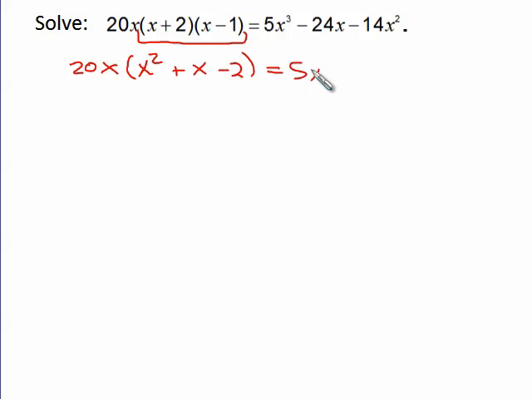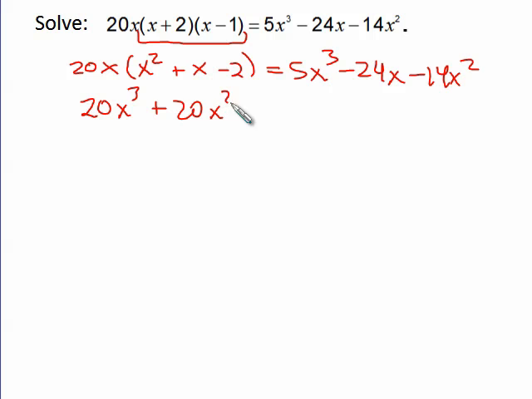I still have my 5x cubed minus 24x minus 14x squared. It's a good idea to always rewrite the whole problem so you don't lose any parts of it. Alright, then the last step to simplifying this side is to go ahead and distribute my 20x. This will give me 20x cubed plus 20x squared and then minus 40x. And I still have, on the right hand side, 5x cubed minus 24x minus 14x squared.